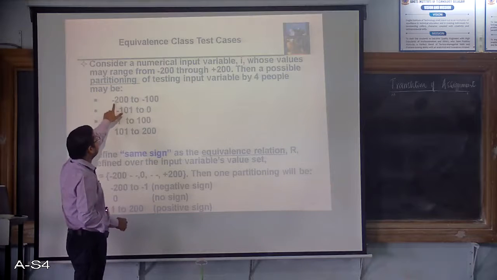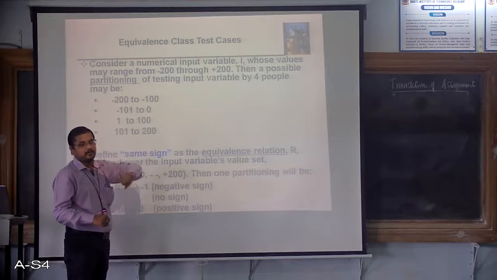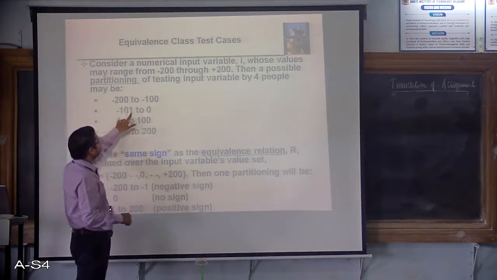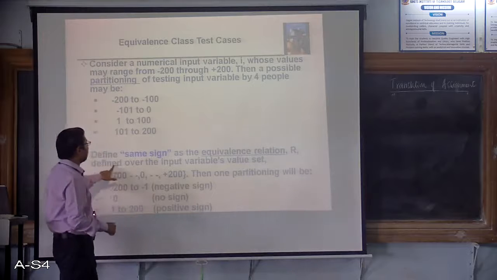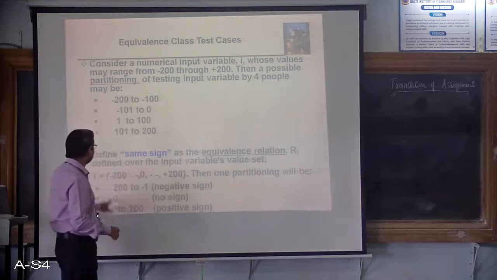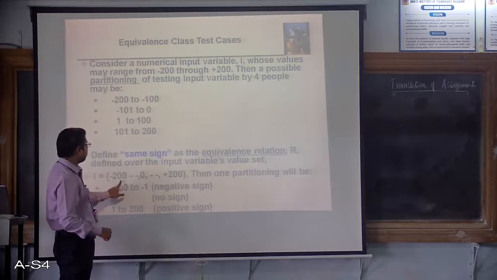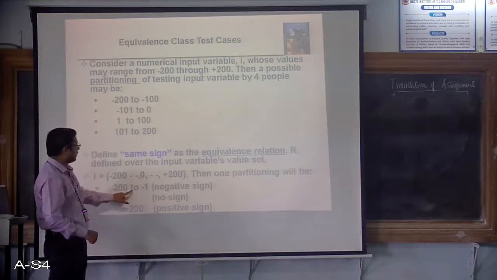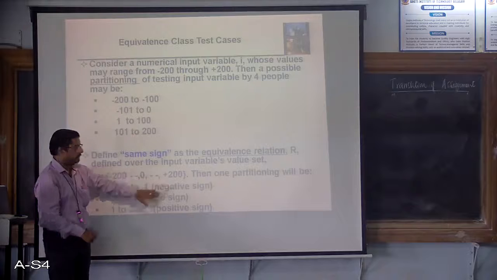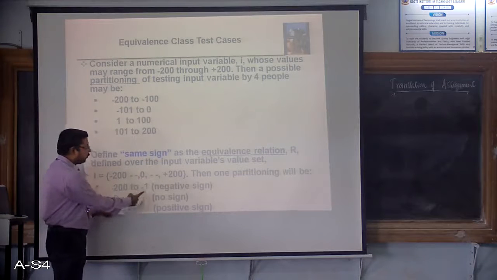Whatever numbers belong to negative numbers fall under one particular class. Again, -101 to 0 is one particular class. 1 to 100 is positive numbers. 101 to 200 is positive numbers. Define the same sign as the equivalence relation defined over the input variable's value set, minus 200, 0, plus 200. Then one partition will be minus 200 to minus 1. See, depending on the negative sign, we are going to carve out one class. 0, no sign. 1 to 200, positive sign.